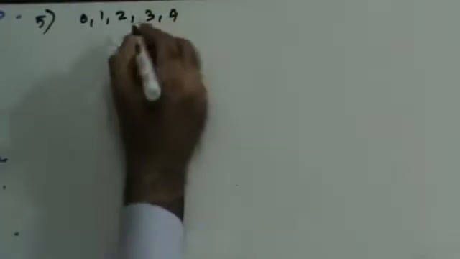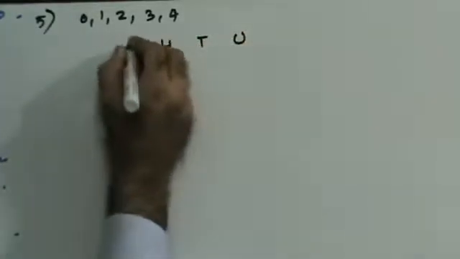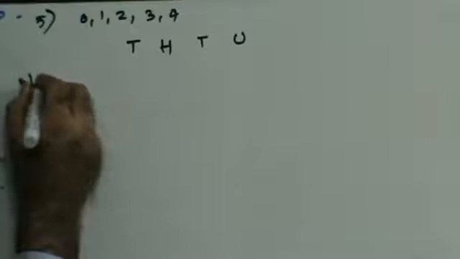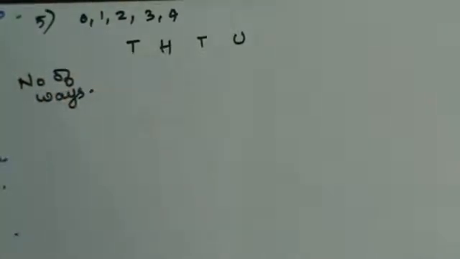Now, I want a 4-digit number. Units place, tens place, hundreds place, thousands place. Number of ways. They have given me that repetition is not allowed. The digits given to me are 0, 1, 2, 3, 4. If I want a 4-digit number, I cannot use 0 in the thousands place. That means the thousands place can be filled in 4 ways.